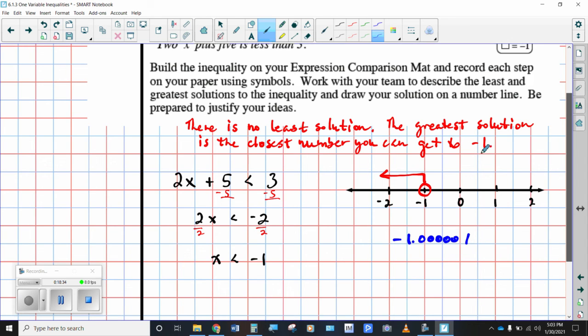So technically, I would say you can't find a greatest solution. But if you really wanted to commit to it, we could word it this way. Whatever that number was that got you closest to -1 without actually getting to -1 on this number line. So everything on this side is a solution. Nothing on this side is a solution.